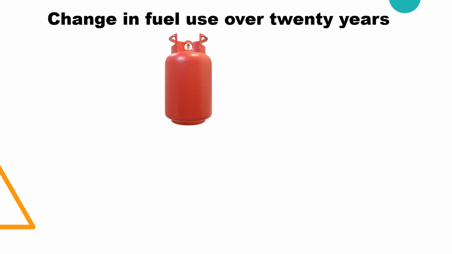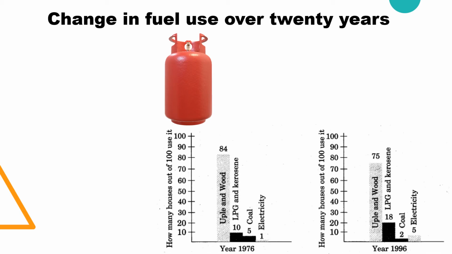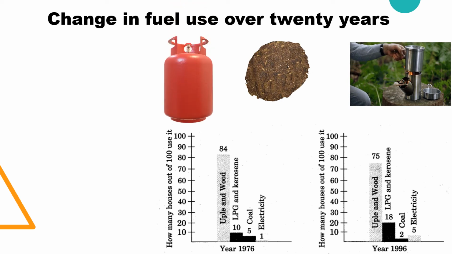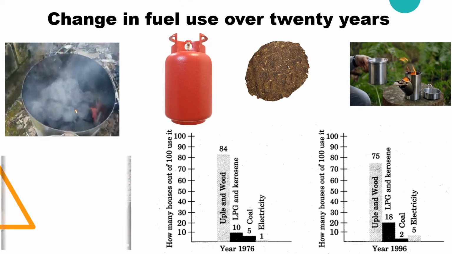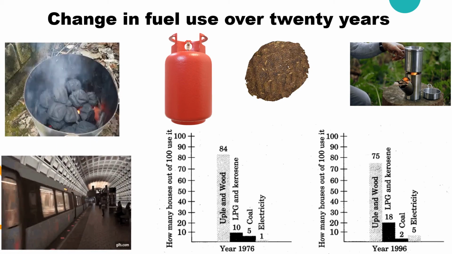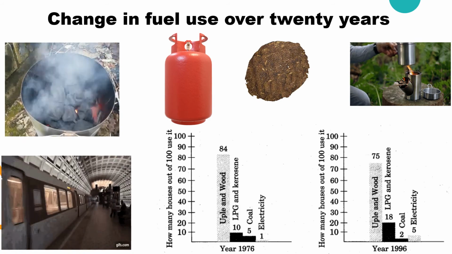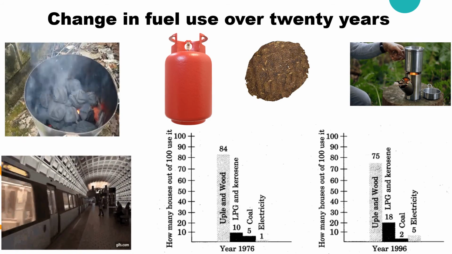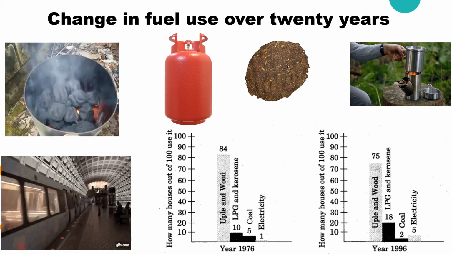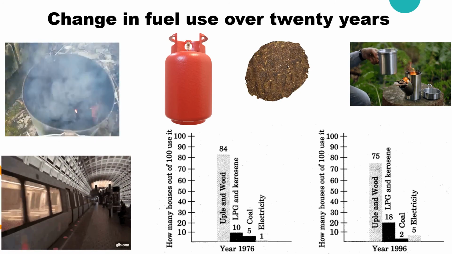What changes happened in the usage of fuel over 20 years? Bar graphs showing the usage of common fuels like cow dung cakes, wood, LPG, coal, and electricity are showing here. Let's compare the usage of these fuels in the years 1976 and 1996. Let's compare the usage of opal and wood first.